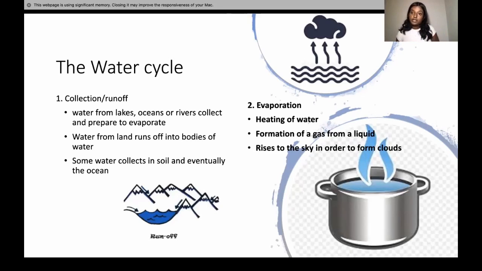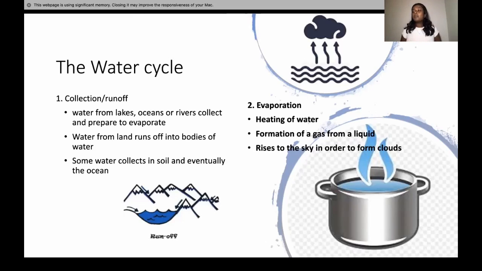There's also another part of this that is not as significant, but it's also there, so I'm going to mention it to you. We have transpiration. Transpiration is when plants have water in them, and that plant water is also collected and waiting to be evaporated. So after collection and runoff, we have evaporation.